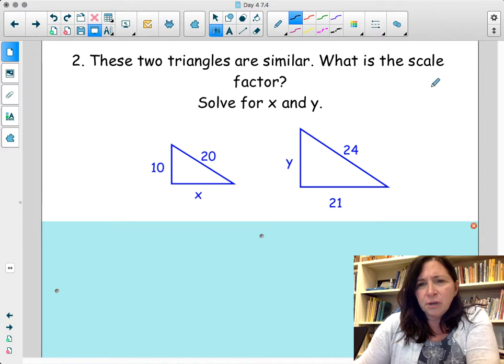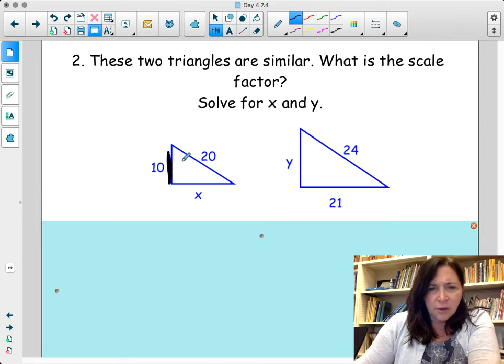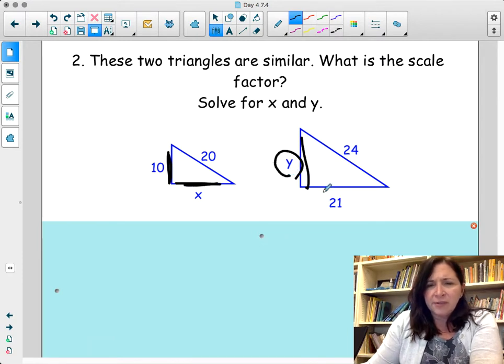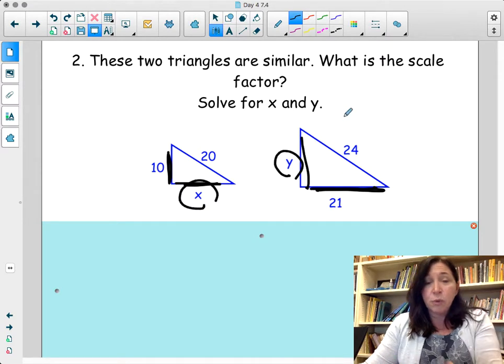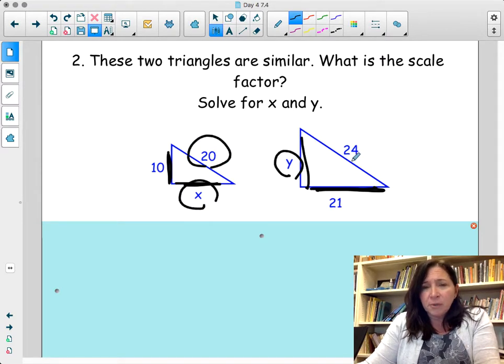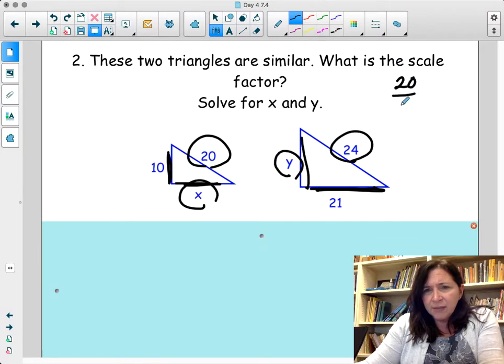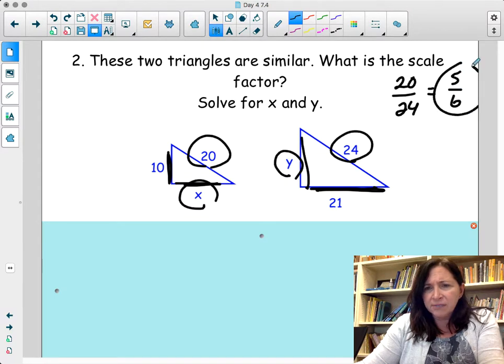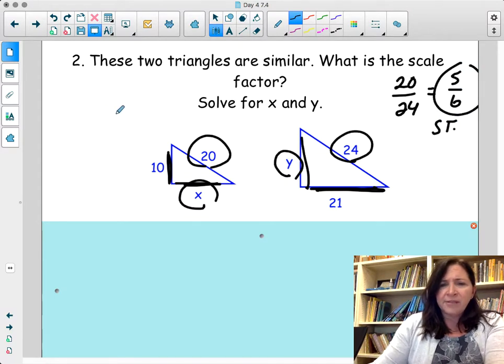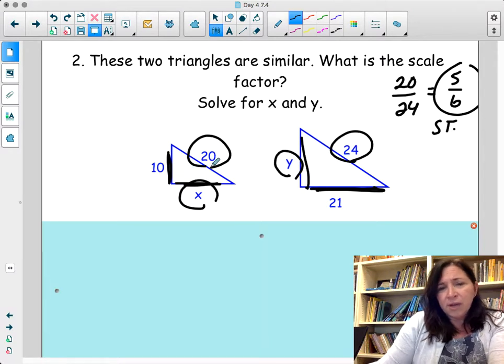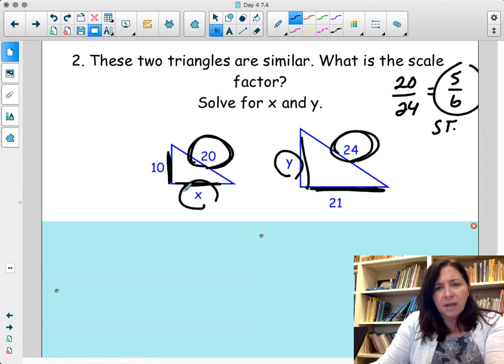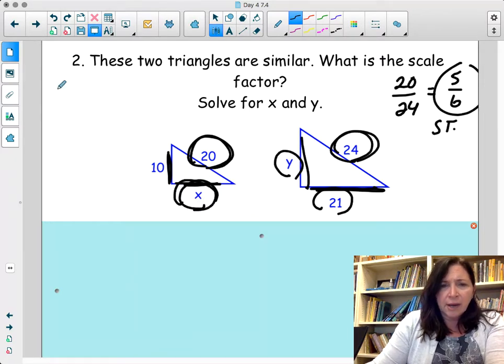These two triangles are similar. What's the scale factor? Well, you can't go 10 is to y because you don't know what y is. You can't go x is to 21 because you don't know what x is. So if you really need the scale factor, remember, you need number to number. So that's going to be 20 is to 24, divided by 4. I'm going to get 5 is to 6 scale factor. Once I have my scale factor, I can find x and y. And remember, if you go small is to large, then you have to set up your proportion like that. Small is to large. So I'm going to go x is to 21 as 5 is to 6.